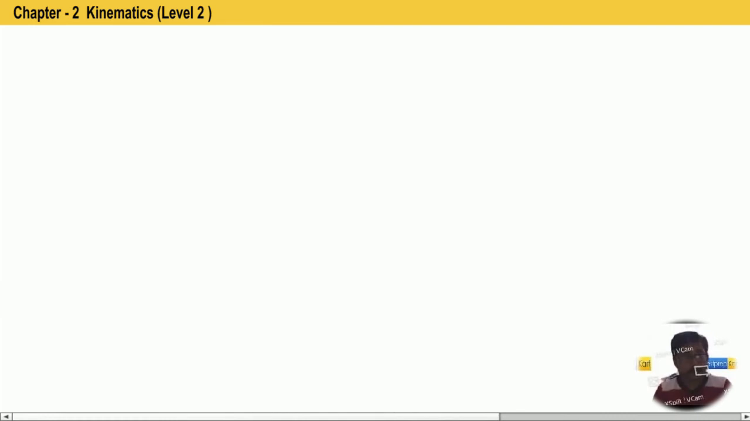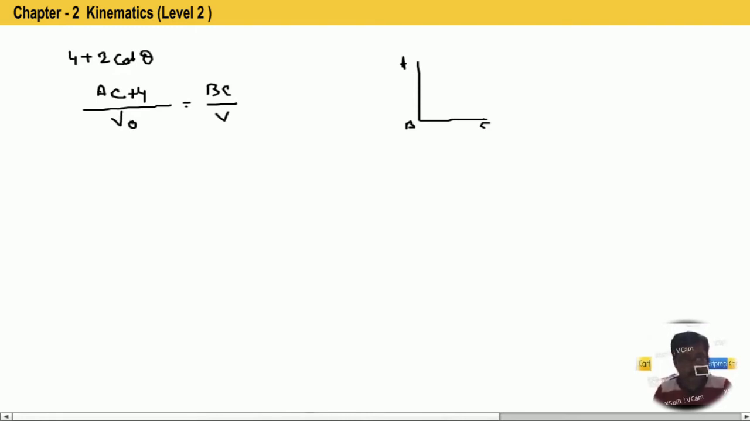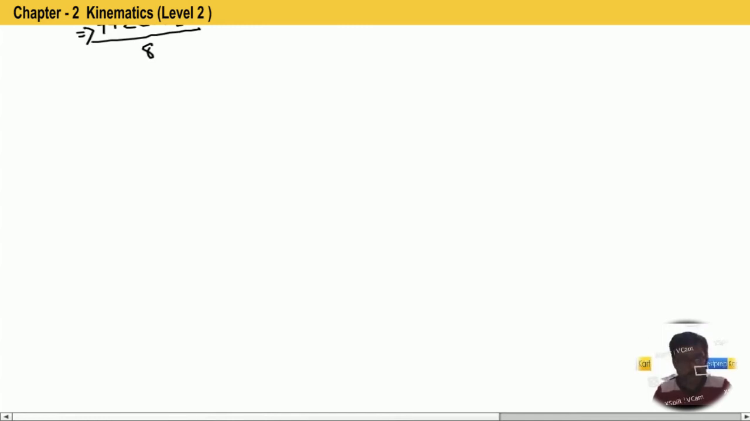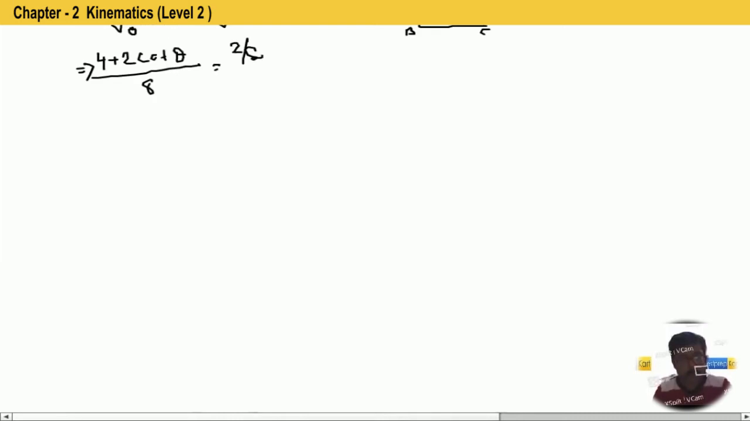That is the 4 plus 2 cot theta. Suppose this is the distance, with the points A, B and C. So the total distance is AC plus this 4, divided by V naught, is equal to BC by V. And AC plus 4 is nothing but 4 plus 2 cot theta, and the V naught value is 8 meters per second. So we have written 8 is equal to 2 by sin theta by V.